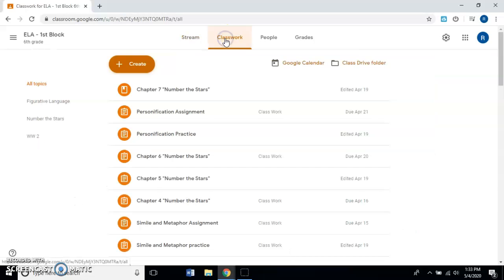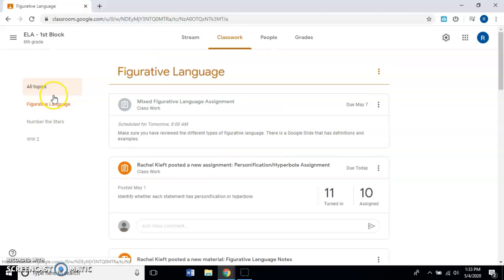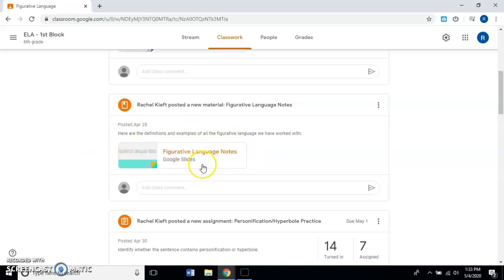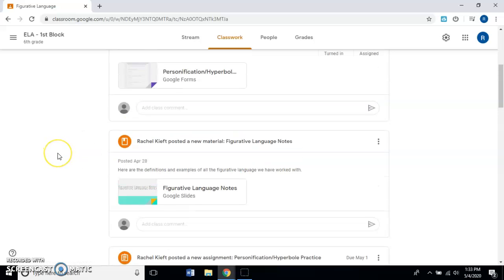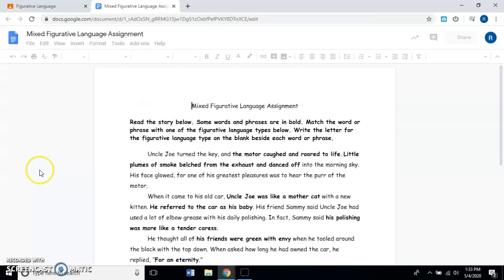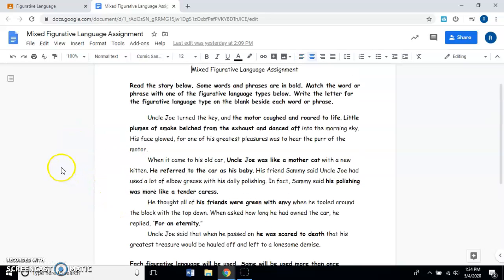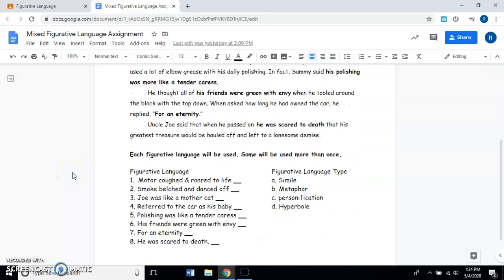So let's click on classwork, go to figurative language. Make sure you are reviewing our definitions and examples of figurative language because you will need that for today's assignment. As we look at it, you're going to read the short story below. It's just a couple paragraphs. You will notice that some words and phrases are in bold. You're going to match the word or phrase with one of the figurative language types below. Write the letter for the figurative language on the blank beside the word or phrase.